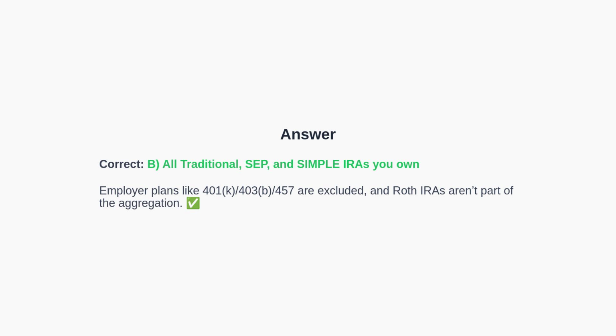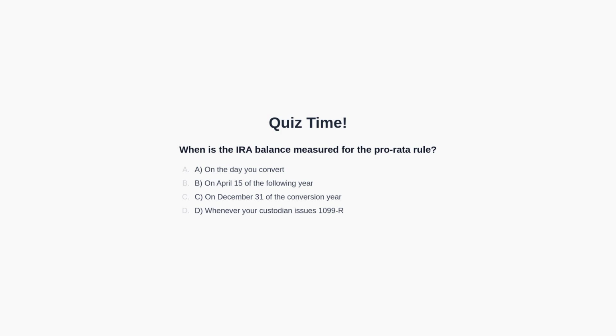The correct answer is B. The Pro-Rata Rule aggregates all of your traditional, SEP, and SIMPLE IRAs. Employer plans such as 401k, 403b, and governmental 457 are not included, and Roth IRAs are not part of the aggregation for this calculation.